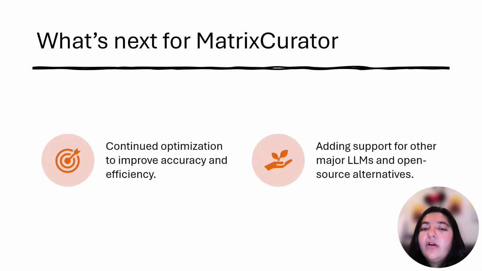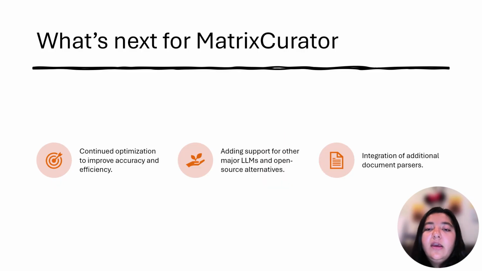Then we are also trying to add support for other major LLMs and open source alternatives. So Google's open source alternative might not be the best option for us, but there are other open source alternatives out there. There are other major LLMs out there, and we want to try them out in order to see what kind of accuracy they give us when we benchmark them. And we want to integrate additional document parsers. Like I mentioned before, we take PDF, docx, txt, but not Excel files yet. So that is something on our list to do, is try to create an inclusive kind of document parser for Excel files also, and any other kinds of files that might be common in the field.